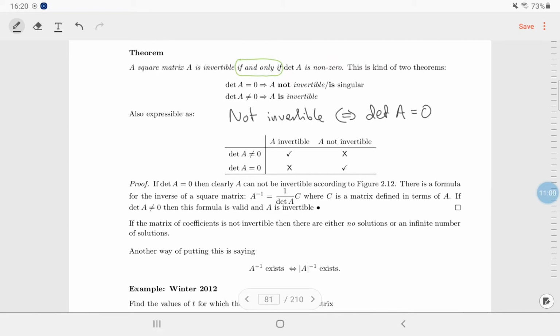Now the proof basically says if the determinant is zero, it's impossible, because you can't go from, say, dimension 4 to dimension 3 and come back to a fully dimension 4 space. That's not possible. If the determinant is non-zero, then there is this kind of abstract formula that basically works.